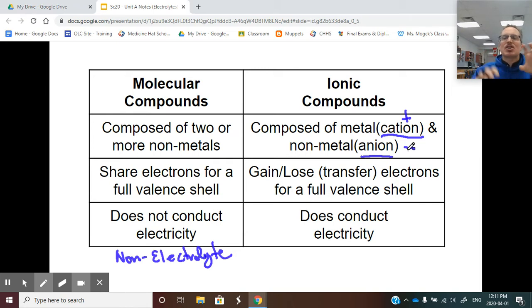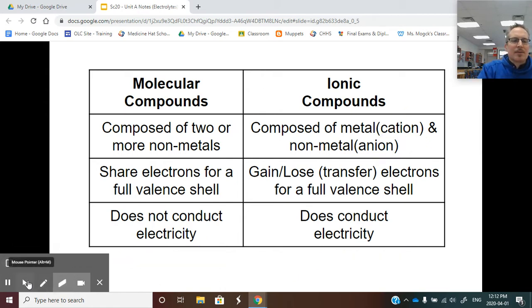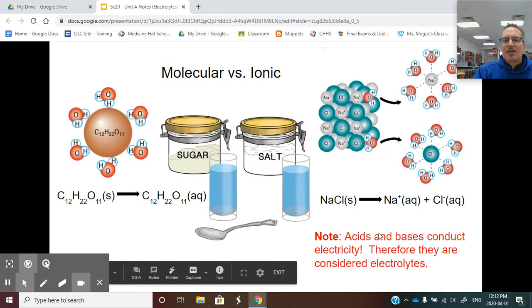And because these charges are in the solution, it will for sure conduct electricity. Therefore, ionic compounds are going to be classified as electrolytes because they have charges, they have ions. So we're going to clear this slide. Let's move on to the next slide.